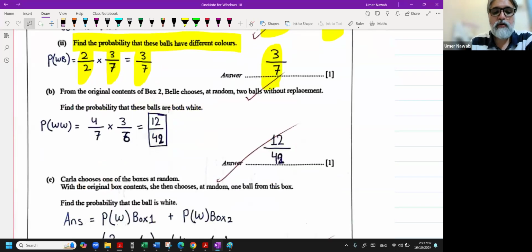From the original contents of box 2, Billy chooses at random two balls without replacement. What is the probability that these balls are both white? Now he's going to choose from box 2.